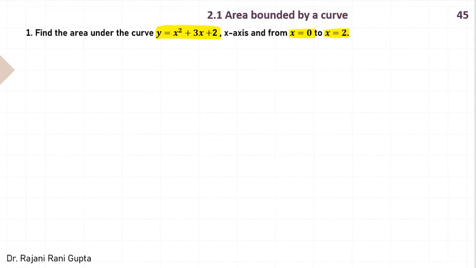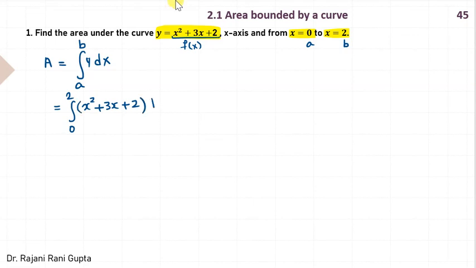So if you have y = x² + 3x + 2 and x is from 0 to 2, by the rule, area is integral from a to b of y dx. This is your a, this is your b, and this is your function y. So your formula becomes integral from 0 to 2 of (x² + 3x + 2) dx.